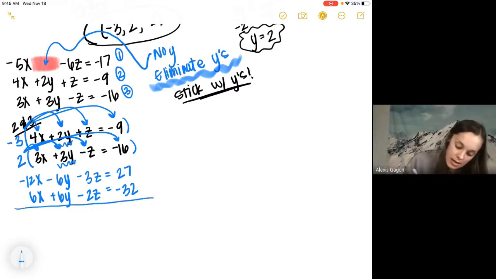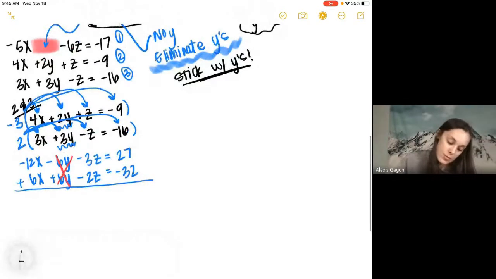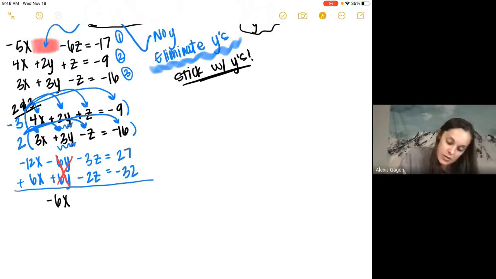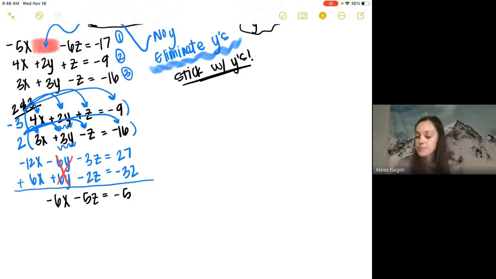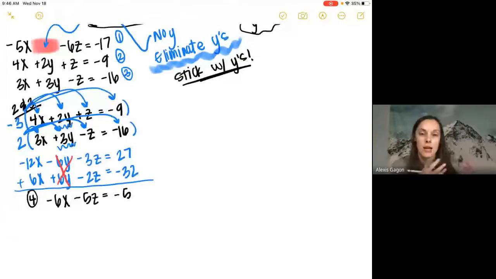And now when we add these together, the y's will just cancel out for us. So I'm left with negative 12x plus 6x is negative 6x. Negative 3z minus 2z is negative 5z. And 27 minus 32 is negative 5. And let's just call this equation number 4. It helps to label the equations because then you can know exactly which ones you're working with. Any questions with how we got equation 4?